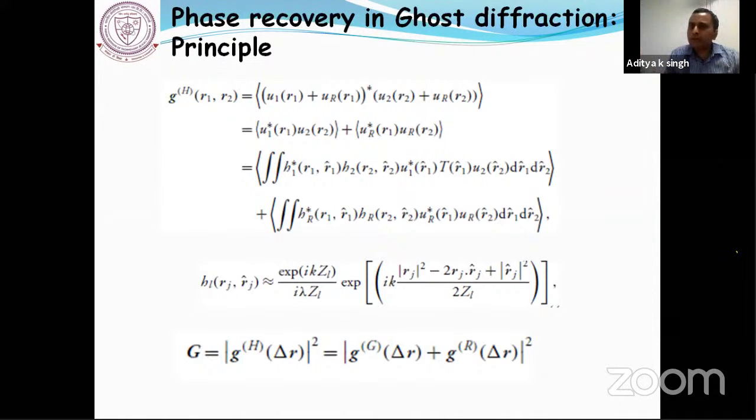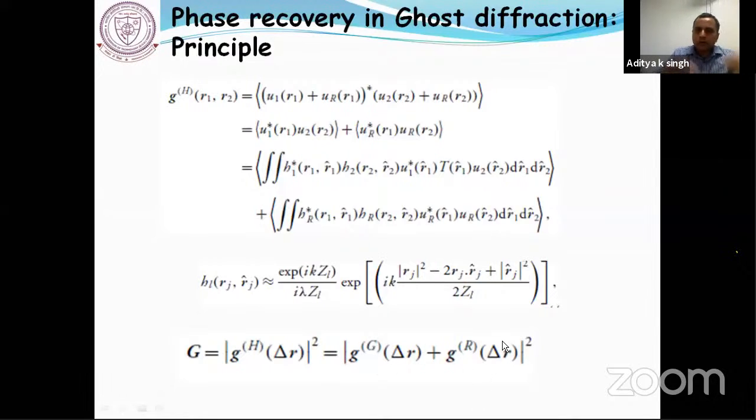So it's very similar to what we observe in holography. In holography, we consider the beam which we want to image, the information or sample beam, and then interfere that sample beam with a reference beam. So here the reference beam is GR and my sample beam is GG.